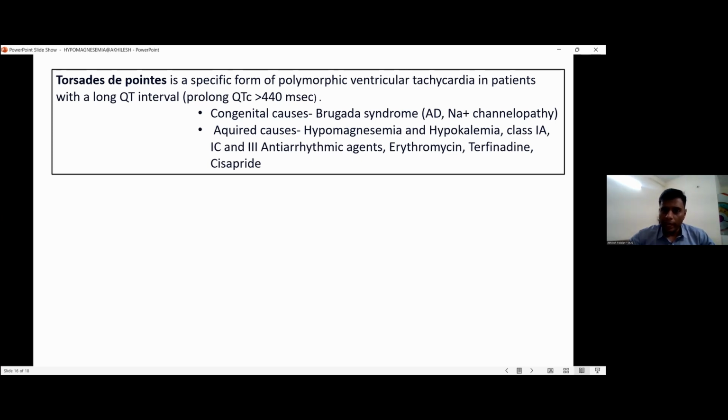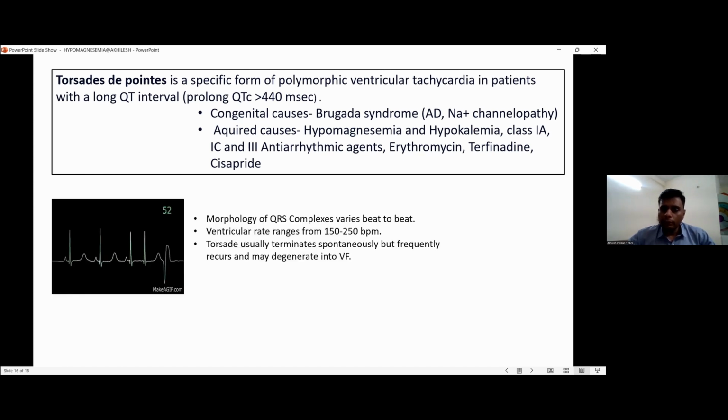Acquired causes include hypomagnesemia, the topic we are discussing, and hypokalemia. Otherwise, antiarrhythmic drugs class 1A and class 3, erythromycin, terbinafine, and cisapride are other drugs which can cause QT prolongation and Torsades de Pointes, where the morphology of the QRS complex varies beat to beat. Ventricular rate ranges from 150 to 250 per minute. Torsades usually terminates spontaneously, but frequently causes ventricular fibrillation and sudden cardiac death.